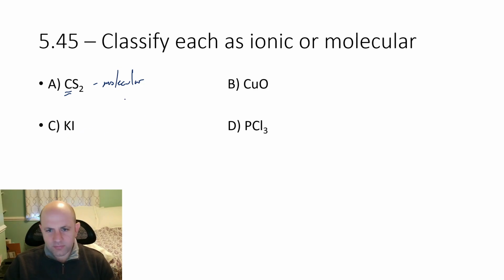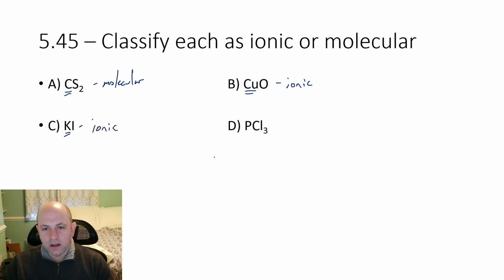Next up, letter B is over here. That's Cu. That's copper. Copper's a metal. So right there, I know it's ionic. The next one, letter C, I see K. K is potassium. Potassium's also a metal. It's on the far left. So that will also be ionic. And then the last one here is P. That's phosphorus. Phosphorus is on the right-hand side. It's a non-metal, so that will be molecular. So in the problem on the homework, that's all you have to do. It's just say, hey, these are molecular, these are ionic, I'm done.